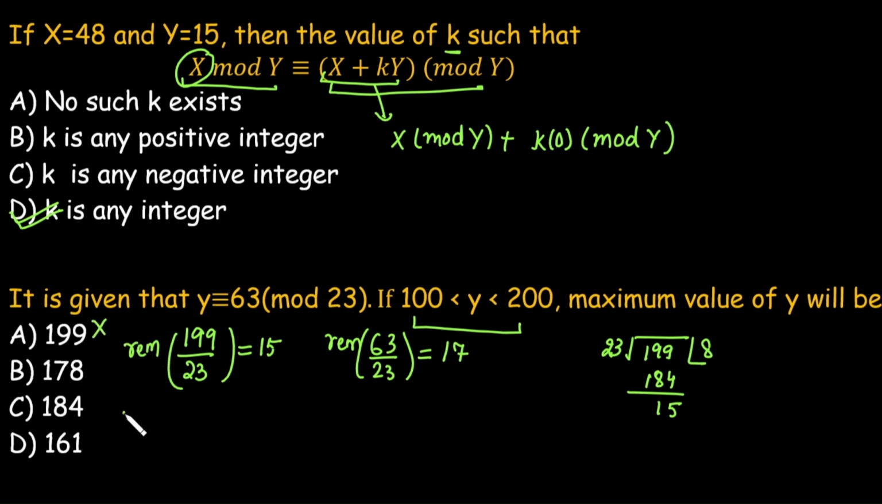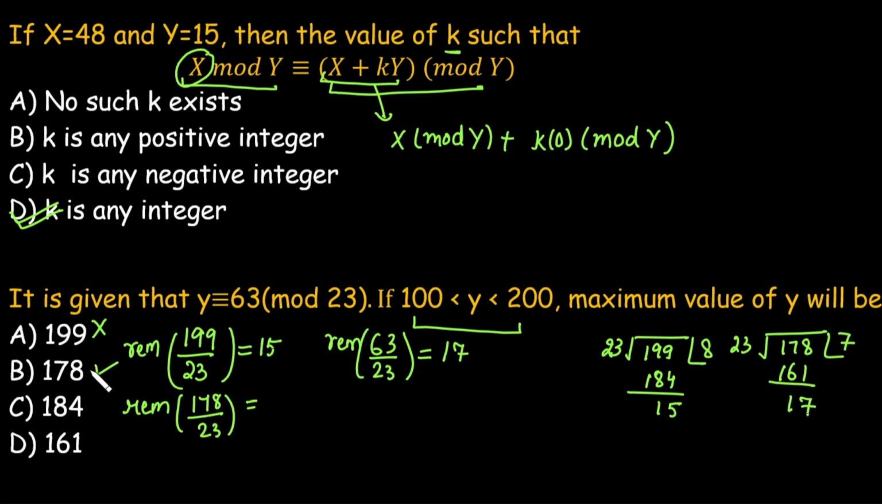Check it for the next case. What is the remainder when 178 is divided by 23? So 178 when divided by 23, quotient is 7 and here we have 161. Remainder in this case is 17. Hence, B is the correct option.